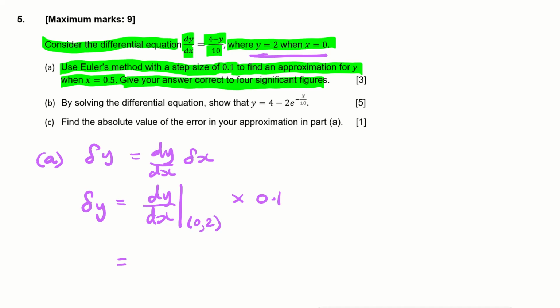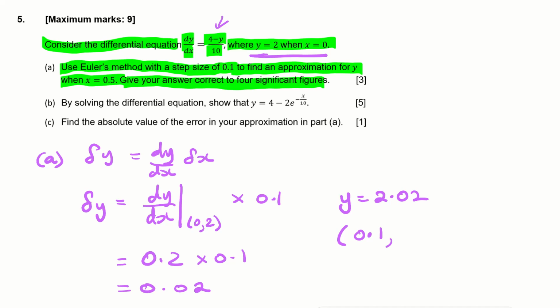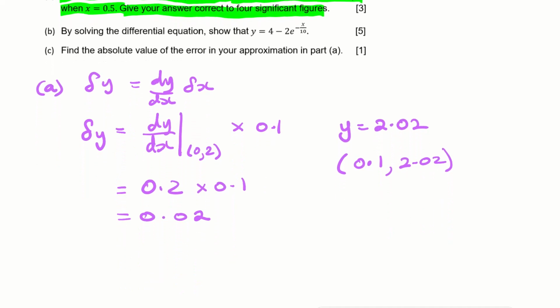So if we've got y equals 2, put it in there. 4 take away 2 is 2, divided by 10 is 0.2. 0.2 times 0.1 gives us 0.02, and then add that to the current y, which is 2.02. So that's taken us to the point (0.1, 2.02). The x has gone up by 0.1, the y went up by 0.02.